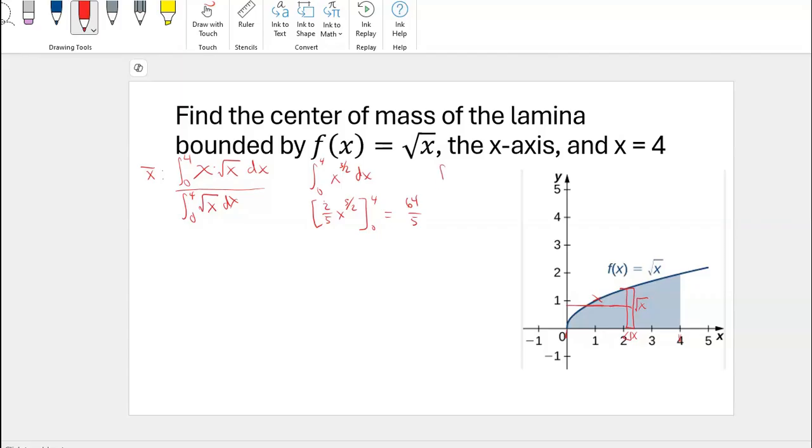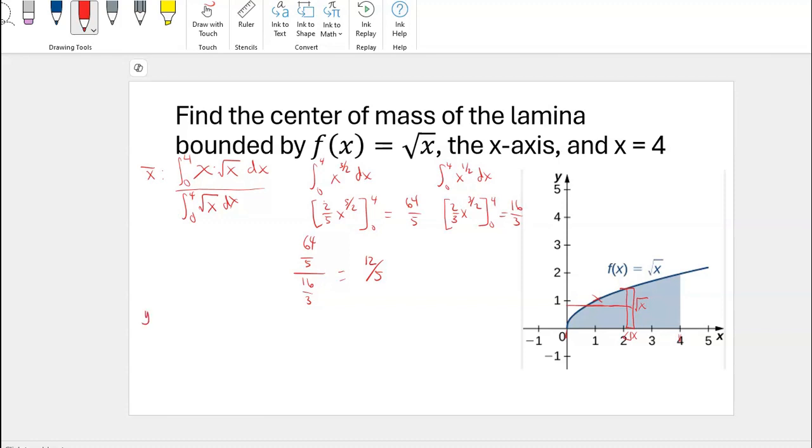Now on the bottom, we're going to have the integral from 0 to 4 of just x to the 1/2 dx. Do your integrating, bump up the power, divide by that power, which turns out to be 16 over 3. What am I going to do with those numbers? It's just a matter of dividing by them. Dividing those two fractions, 64 over 5, all over 16 over 3, turns out to be 12 over 5. So from there, that's your x bar.